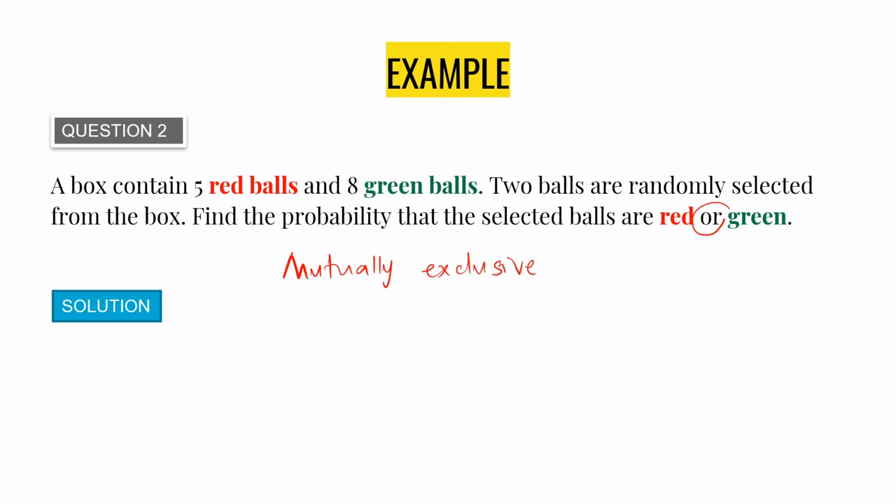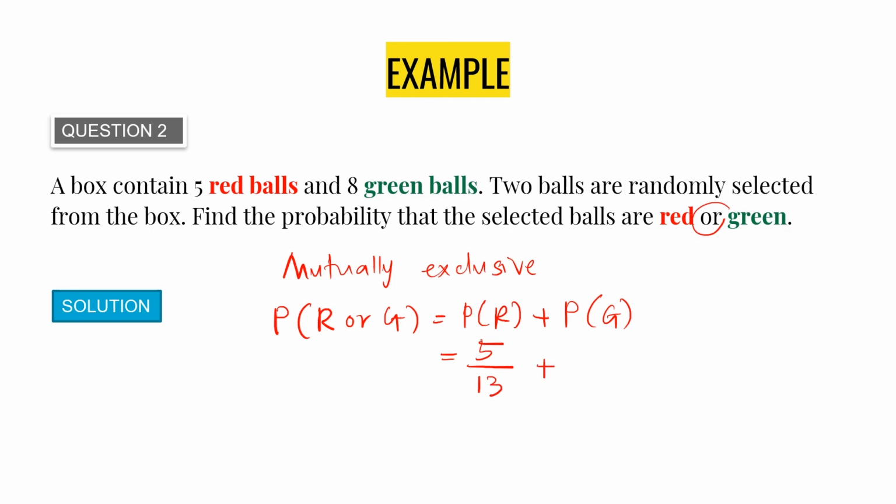So for mutually exclusive events, to find the probability of getting red or green, it is equal to the probability of getting red plus the probability of getting green balls. The probability of getting red balls is the number of red balls, 5, over the total number of balls, which is 5 plus 8, 13, plus the probability of green balls, which is 8, the number of green balls, over the total number of balls, which is 13. And so 5 over 13 plus 8 over 13 is equal to 13 over 13, which is equal to 1.